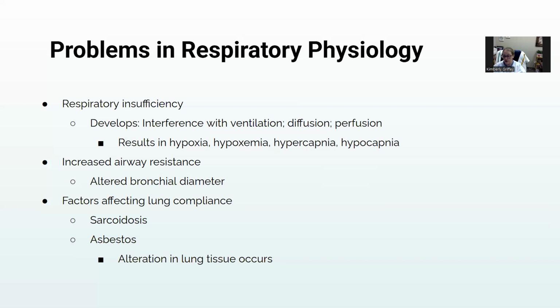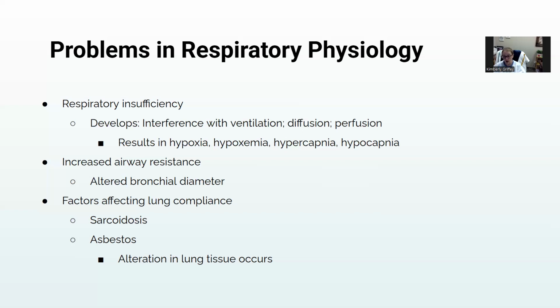And then if you remember from earlier what ventilation, perfusion, and diffusion are: ventilation is the movement of air in and out of the lungs. Diffusion is the exchange of oxygen and CO2 across the membrane, and perfusion is the transfer of oxygen to the cells. But if any of those systems fail, then you can have hypoxia, hypoxemia, hypercapnia, and hypocapnia.